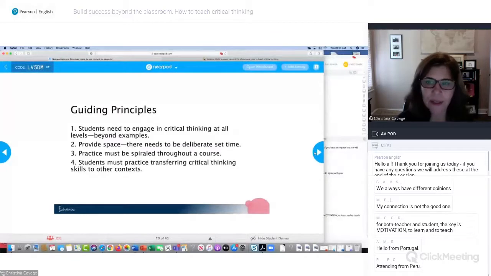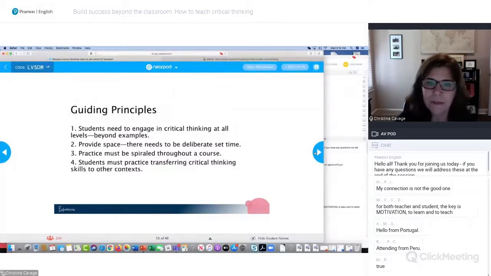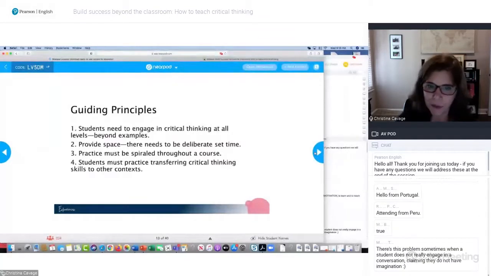And I think we live in this culture of assessment now, right? Especially those of you who are teaching in the US, and I'm sure many other countries are like this as well, where we have these measures and we have to meet these measures in a very specific period of time. And so we're so driven by the content that we have to deliver that we may not thoughtfully give space and time to develop critical thinking. And so that's our guiding principle number two, really making sure that we provide space, we build in that space. Number three is that the practice must be spiraled throughout the course.